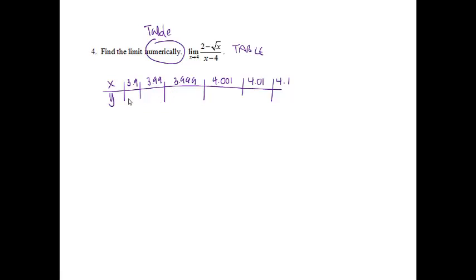When I do so, I'm going to get negative 0.2516, negative 0.2502, negative 0.25, negative 0.25, negative 0.2498, and negative 0.2485. So as I'm coming in from the right and as I'm coming in from the left, I definitely am approaching the same y value, which is negative 0.25, which we could also write as negative 1/4.